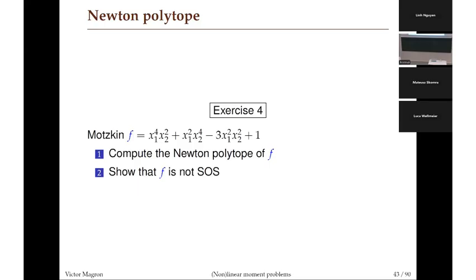First you need to compute and represent the Newton polytope of F, shrink it by 2, check what would be the support of the squares if Motzkin would have a sum of squares decomposition, and then arrive at a contradiction. So please take 2 or 3 minutes to do that. I will show some beautiful drawings.